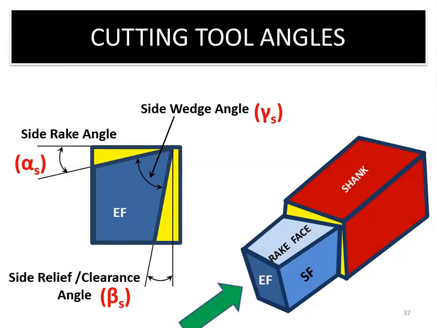Now come to the third view of your cutting tool. Third view is your side view. In the side view, when you look at your tool from the side, like this arrow represents, this is one side of your tool. The image will be like this. And in that image, three parameters are observed. Significant parameters are two. One is your side rake angle and another is your side relief angle.